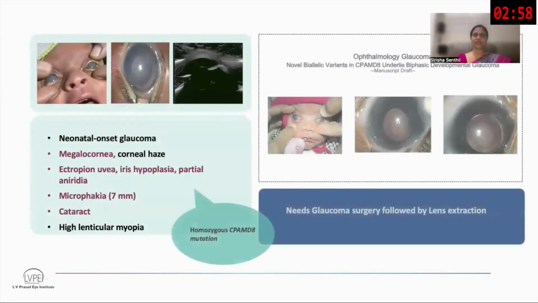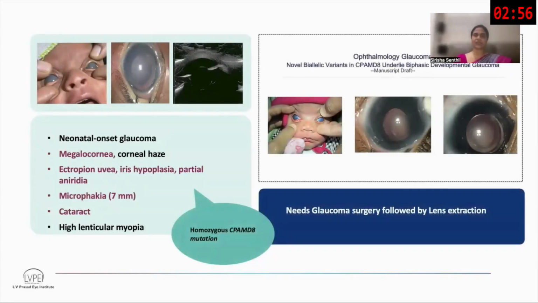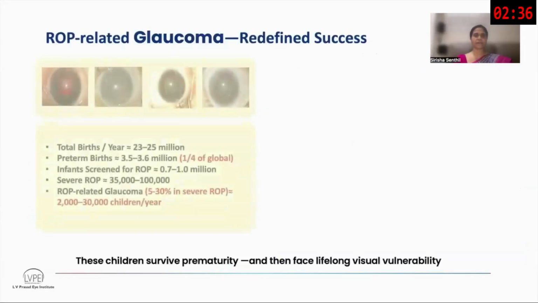We also need to understand some of these patients can present with lens-related problems or ectopia lentis with glaucoma as well. So they may require both a glaucoma procedure as well as a lens extraction, like this child who had a CPAMD8 mutation that was causing a congenital onset glaucoma, but it was not PCG, and this child needed to be intervened in a different way.